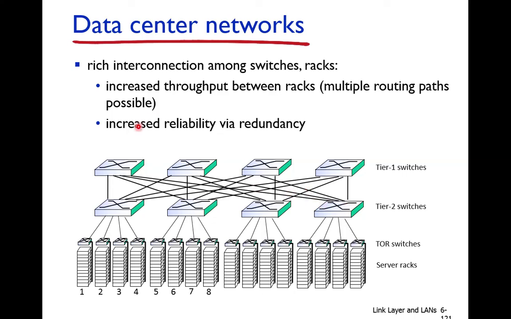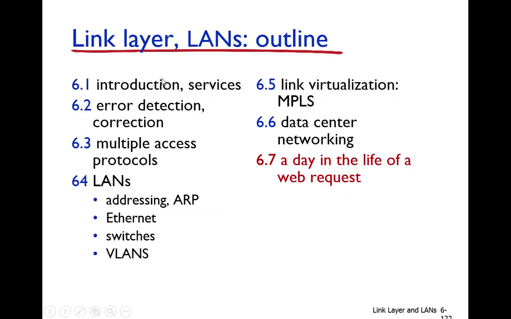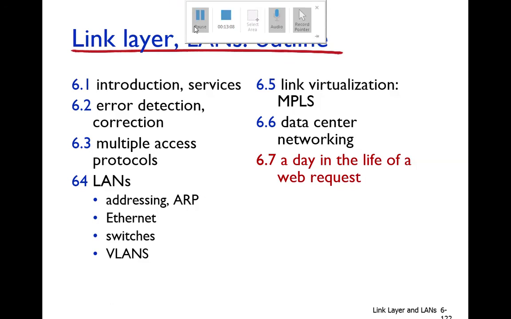So it basically increases reliability through redundancy. If one path is not available, then we can use another path. If one path is overloaded, then we can use the other path. So this is data center networking, and this chapter number 6 is finished.